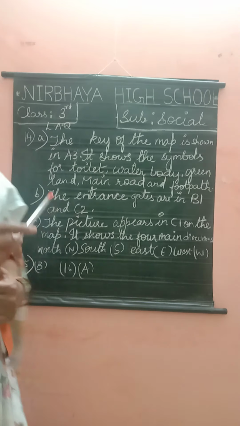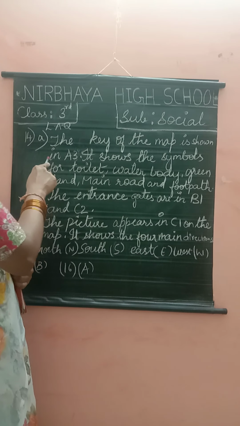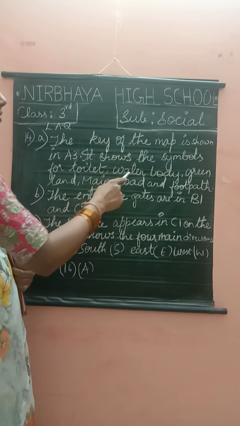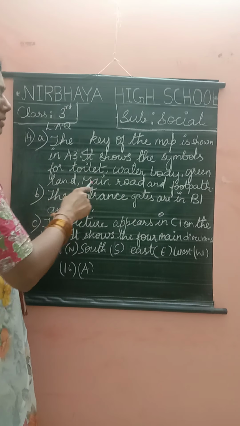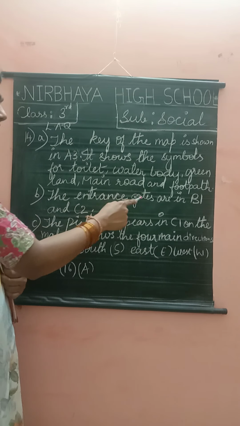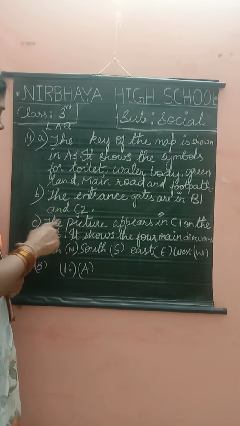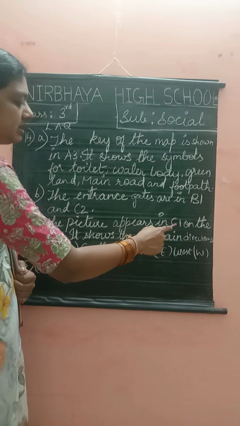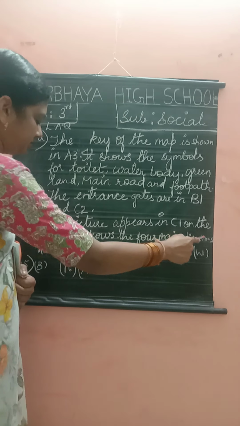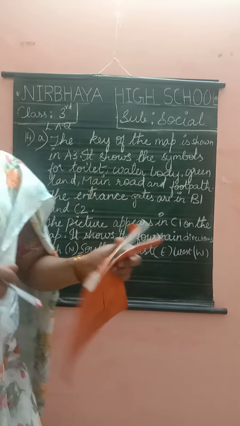Children, I am reading the answers once again. The key of the map is shown in A3. It shows the symbols for toilet, water body, green land, main road and footpath. The entrance gates are in B1 and C2. The picture appears in C1 on the map. It shows the four main directions: north, south, east, west. Okay, children? The next one.